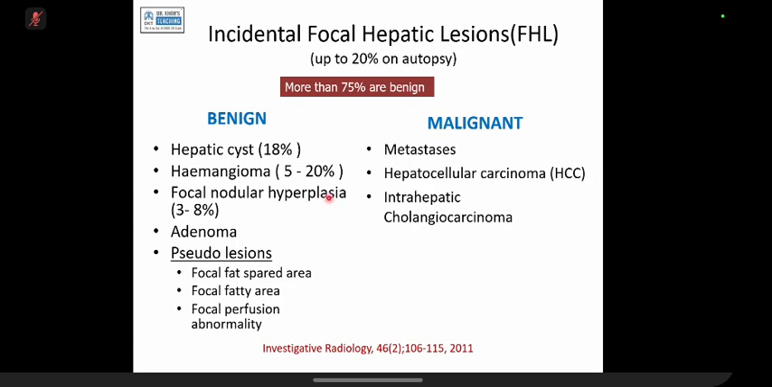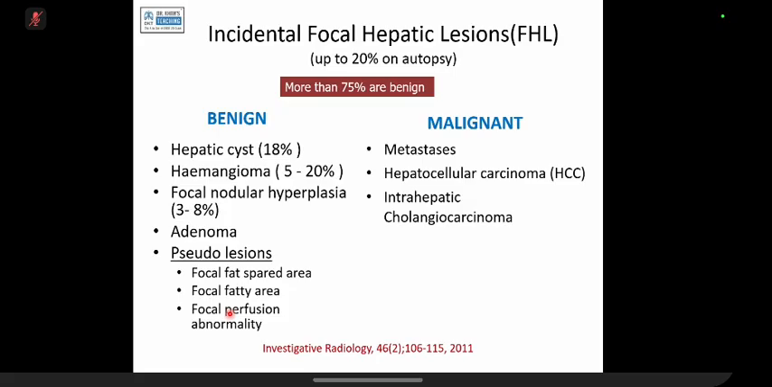Now, if you see pseudolesions: focal fatty sparing, focal fatty area, focal perfusion abnormality. Now, this is big. You know what will happen? You have a cirrhotic liver with a lesion, and there is a perfusion abnormality, it enhances on arterial phase. You are worried, is it an HCC? What is the criteria of HCC? HCC will enhance on arterial.